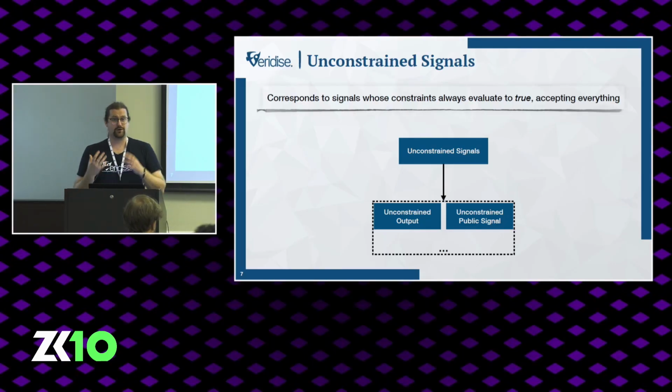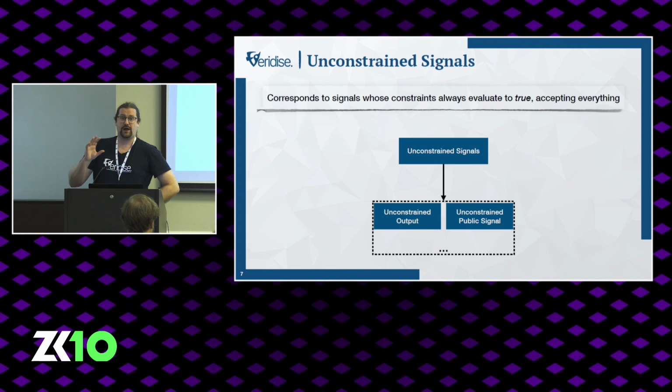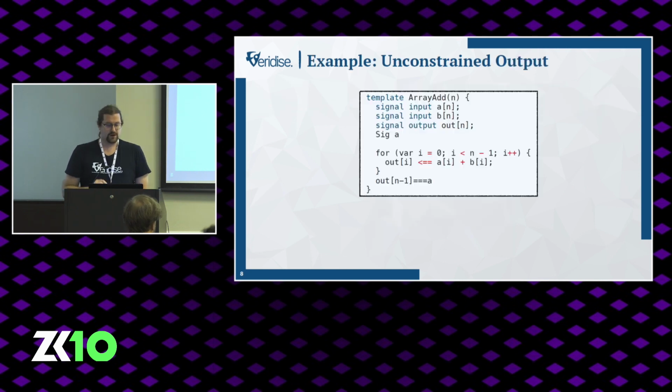There are certain cases where this occurs. This can occur where you have an output signal that's unconstrained. That means that it doesn't matter the assignment of your input signals, your output signal will accept everything. Or you can have unconstrained public signals, where you take in a public signal, but you aren't actually constraining that public signal in any way. So we can take a look at an example here.